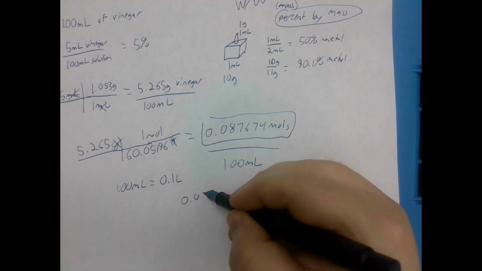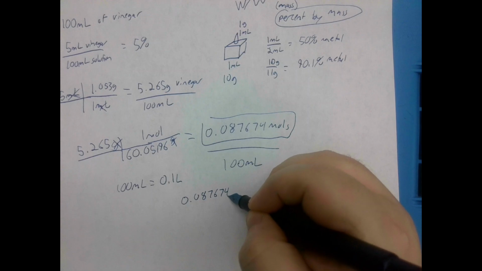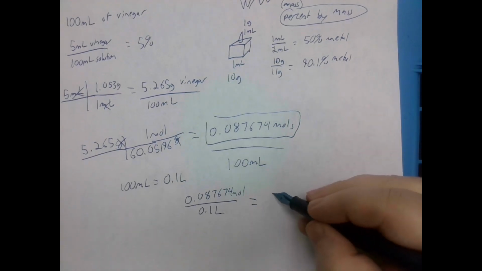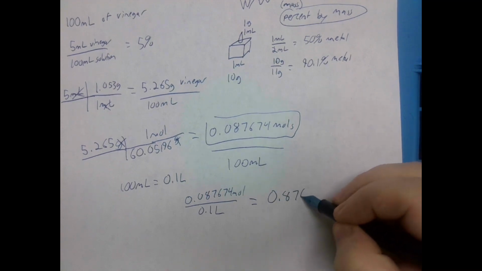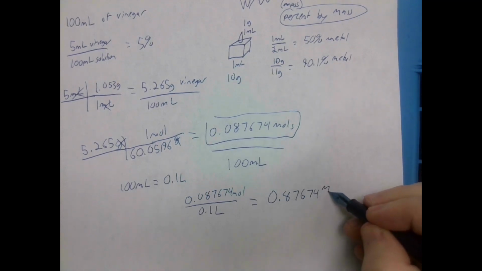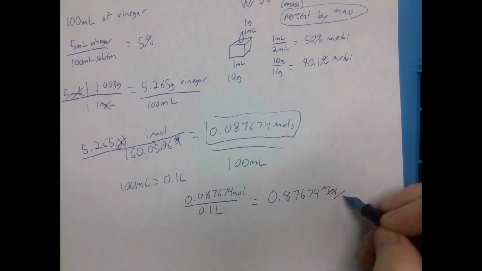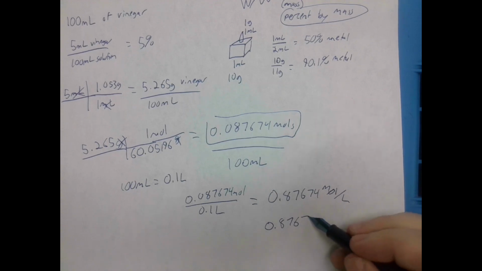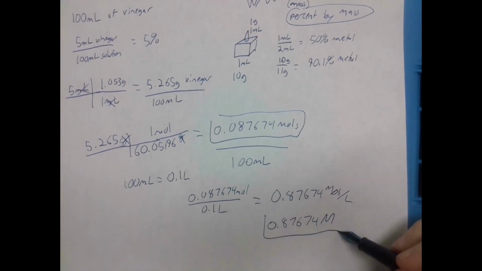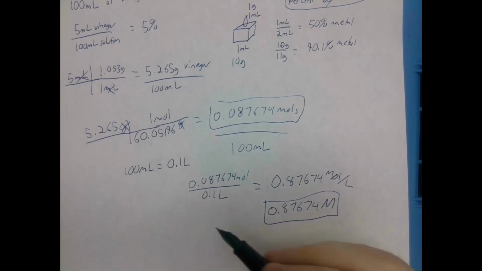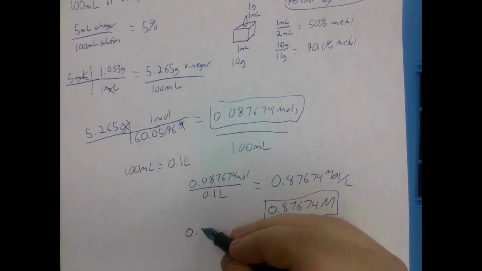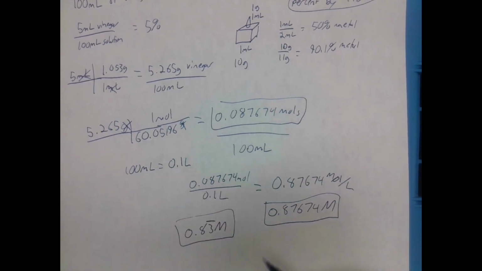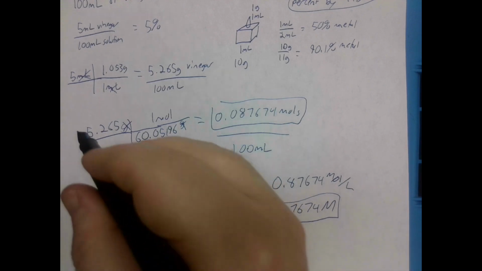I get 0.087674 moles divided by 0.1 liters gives me a molarity of 0.87674 mole per liter, which we usually just abbreviate as a capital M. Looking up online, the answer I get is 0.83 M carried is the official molarity for theoretical 5% vinegar.